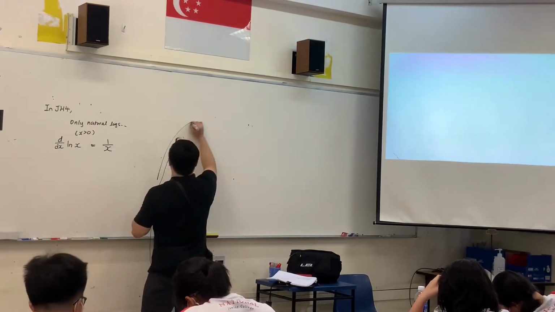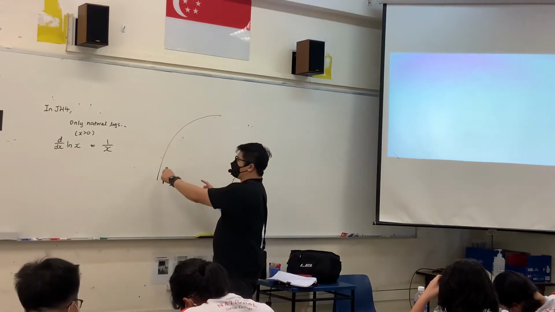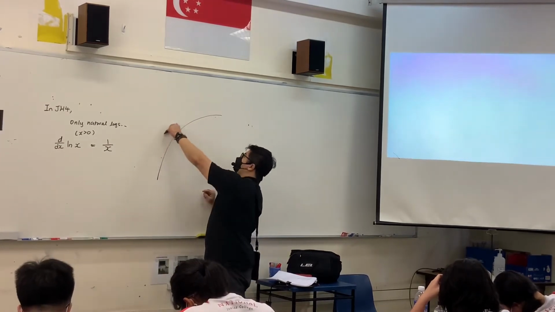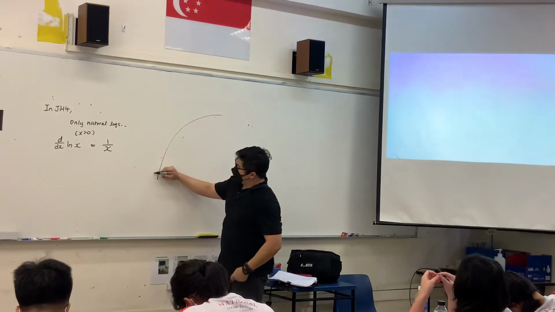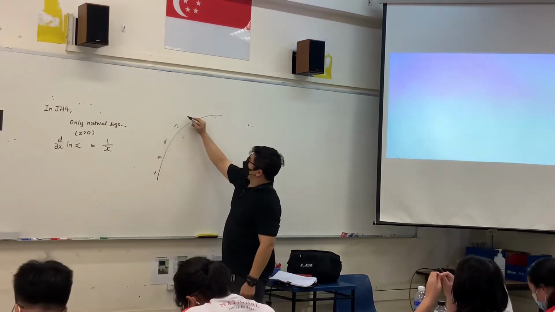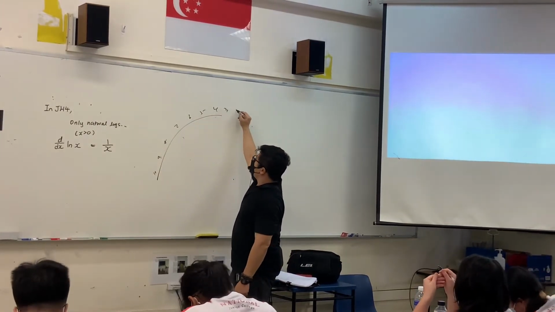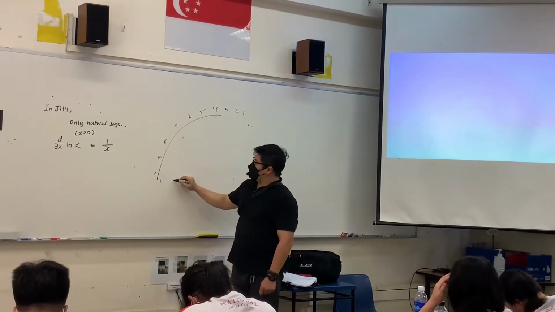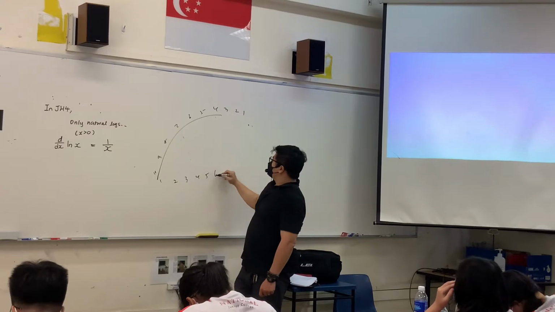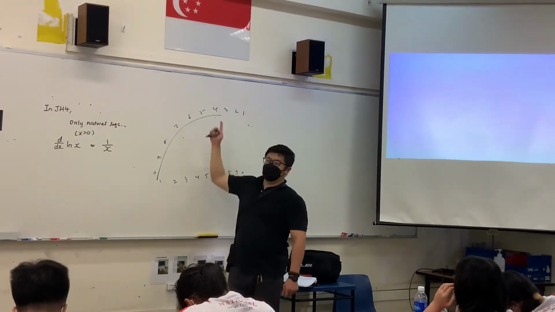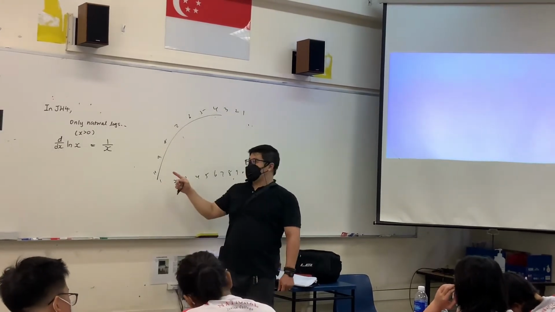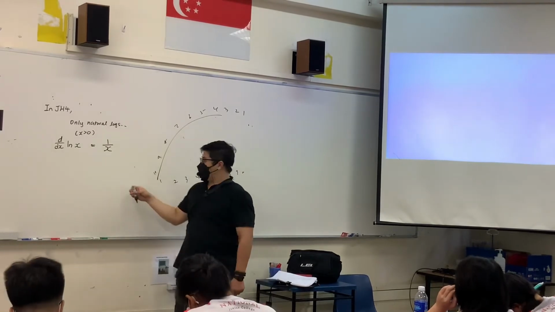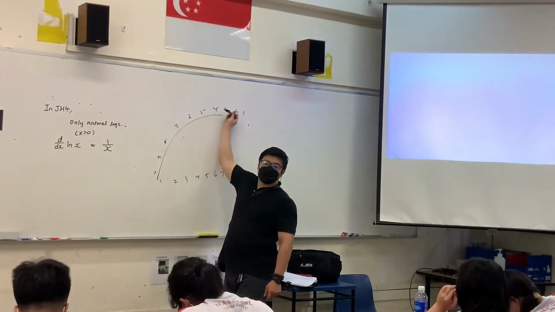If you look at the log graph, at first the gradient is very high, then the gradient becomes very small. So over here the gradient is like 10, 9, 8, 7, 6, 5, 4, 3, 2, 1. You look at the gradient, it's going down, but if you look at the x, it's going up. So in a way they are inversely proportional. That's why it's 1 over x. As the x gets bigger, the gradient gets smaller.